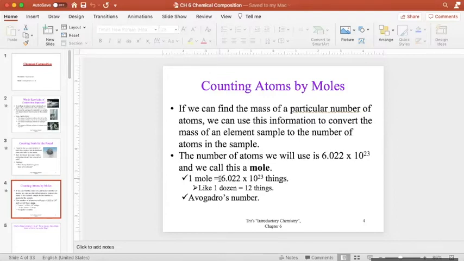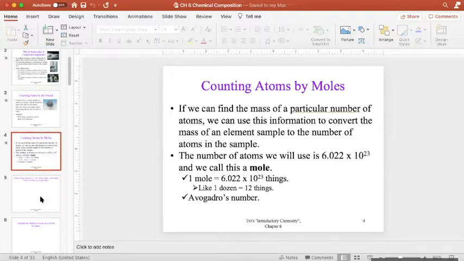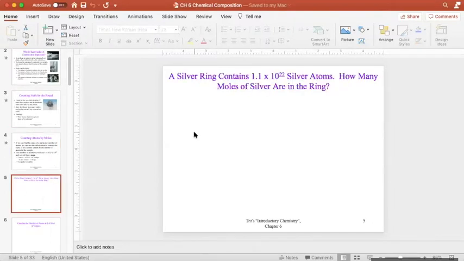And because this is an equivalency, we can make a conversion factor, right? And this number we call Avogadro's number. So from now on, if I say Avogadro's number, you need to know I'm talking about a mole equal to this number of things, right? So this is called Avogadro's number. Now let's try to solve a couple of problems on this Avogadro's number, and we'll see how we can use that definition to solve the problem.